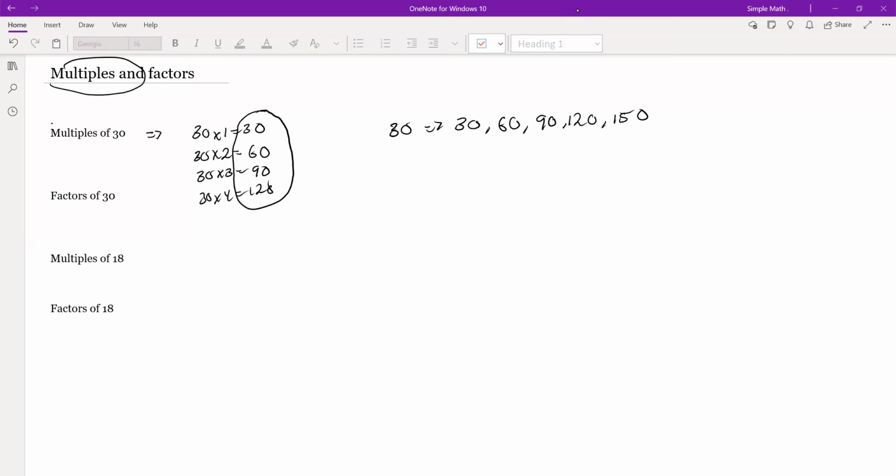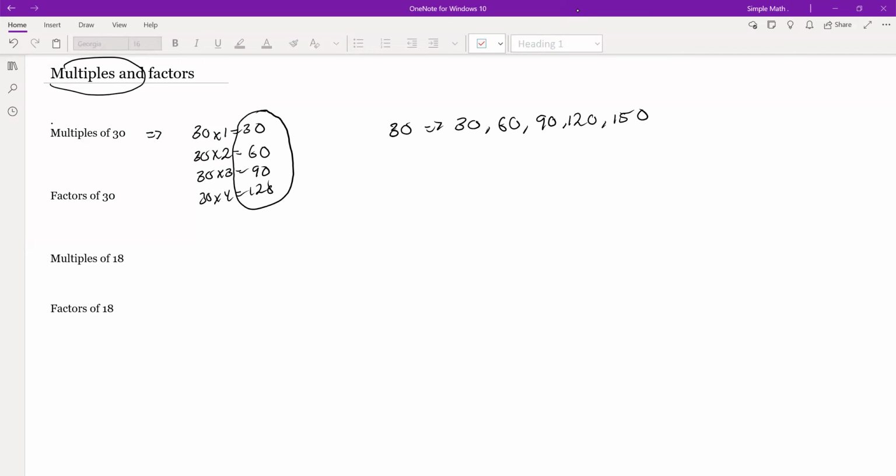150. So the list just keeps going on and on and on, because when you talk about multiples, 30 multiplied by 1 is 30. 30 multiplied by 2 is 60. 30 multiplied by 3 is 90. So these are multiples of 30.